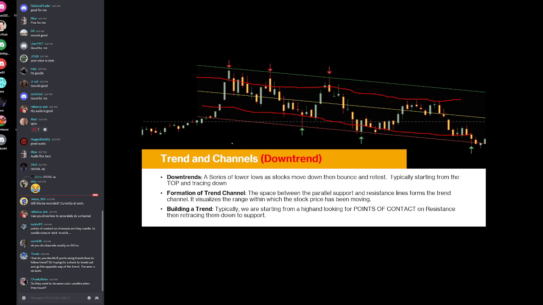All right, so downtrends are a series of lower lows as the stock moves down, then bounces and retests, typically starting from the top and tracing down. Now, typically is the main thing here. Sometimes when I'm finding channels, I'll start from the bottom if that's where the majority of points of contact are, because oftentimes you're still building that channel. So going with where the most points of contact are is the only thing that I could interject to that rule. So if you don't have any points of contact off the top, but the majority are at the bottom, you might be looking at an undeveloped channel.